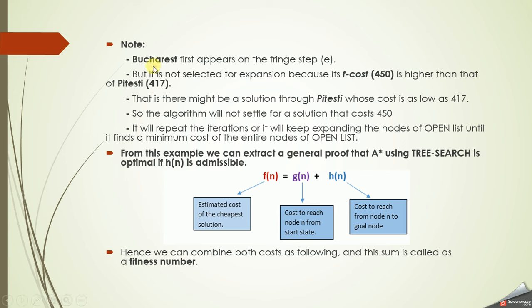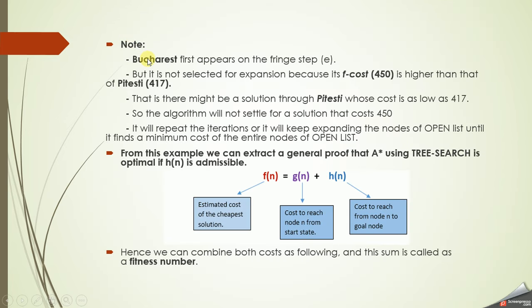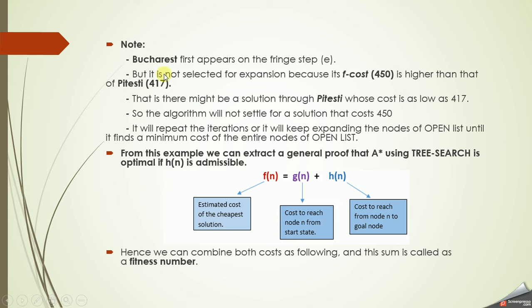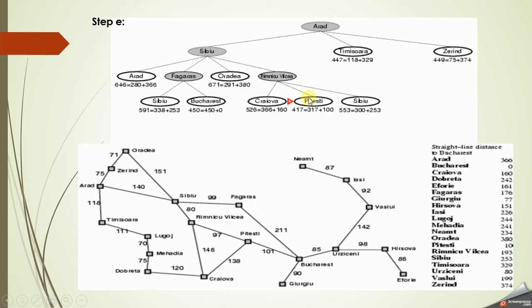Okay, so note. For your convenience, I've written this note again. Bucharest first appears on the fringe in step E. So Bucharest is appearing as a fringe in step E. But it is not selected for expansion because its f cost 450 is higher than that of Pitesti, 417. Okay, so this is the one which I explained earlier.